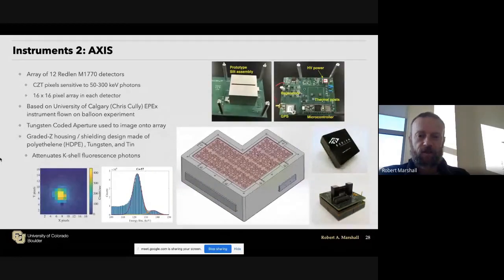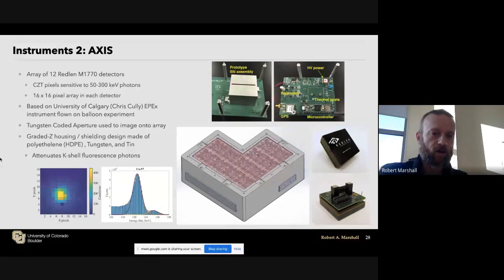Now, AXIS is our newer novel instrument that we're developing for this mission. AXIS is an array of 12 cadmium zinc telluride detectors. These are shown on the right. These are detectors from a company called Redlen. They're designed for medical/security X-ray imaging, and we are repurposing them for space science. Each of these detectors measures photons between 50 and 300 keV and is a 16 by 16 pixel array.